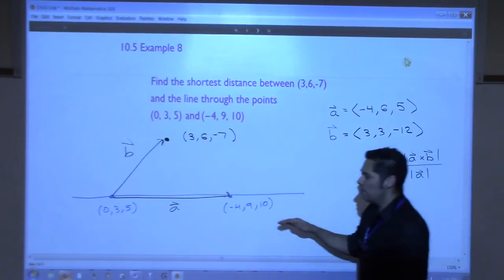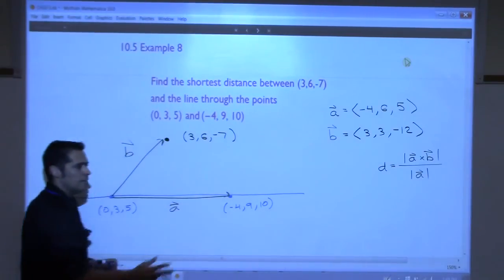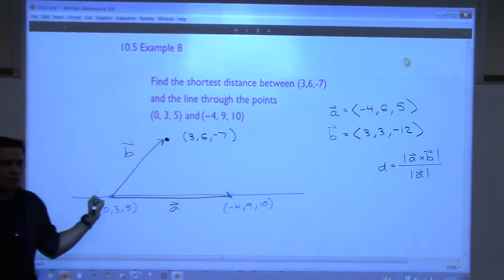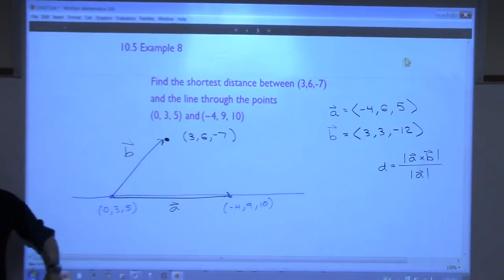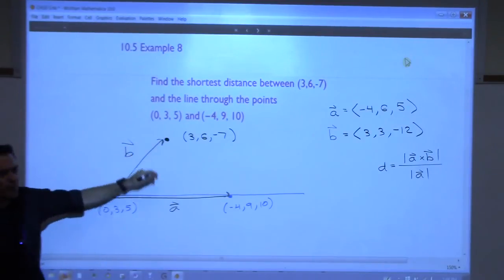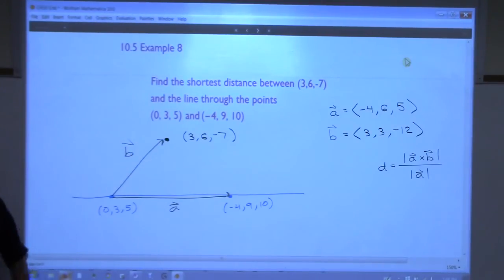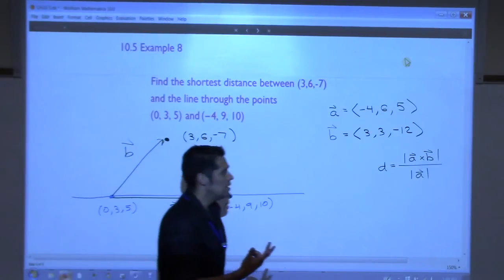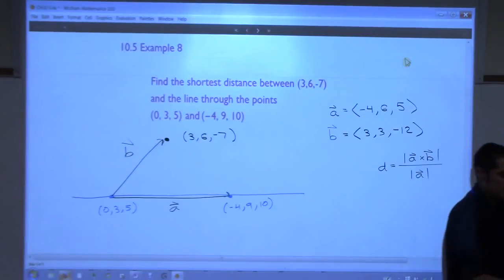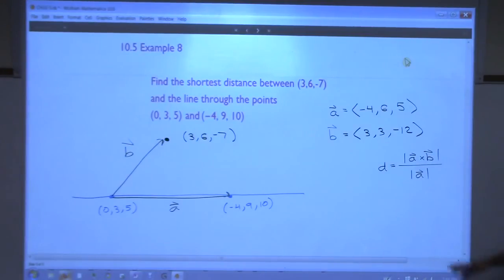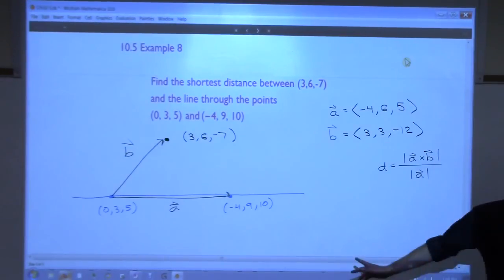Once you've generated the direction vector of the line and a vector from any point on the line to your point, you're ready for the formula. You don't have to go draw the right triangle. That's what the formula is there for. So all I have to do is take the cross product, take the magnitude, divide it by the magnitude of A, and I'm done. So let's go ahead and get A cross B. Any questions, though?